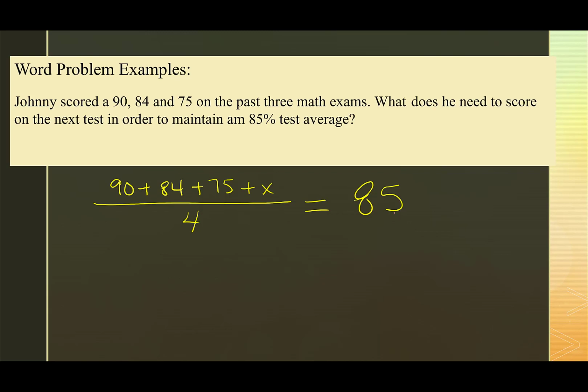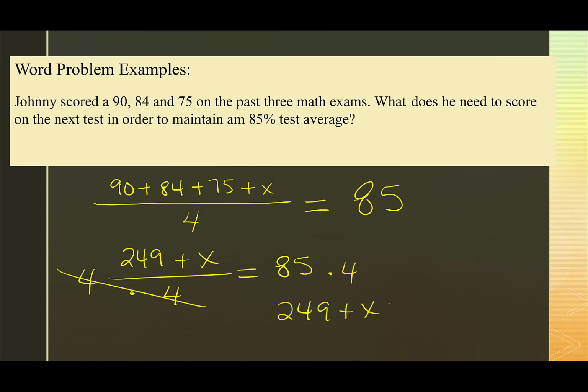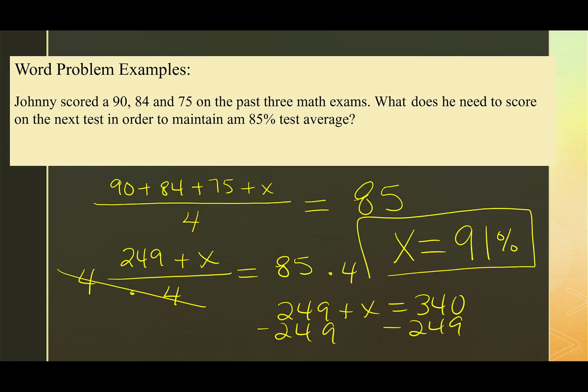The first thing I want you to do is add the 3 test scores together. This is 249 plus x. Divide by 4 equals 85. I'm going to multiply 4 to both sides. 249 plus x equals 340. And then just subtract 249 from both sides. And that 4th test, Johnny needs to make a 91% to maintain an 85% test average.